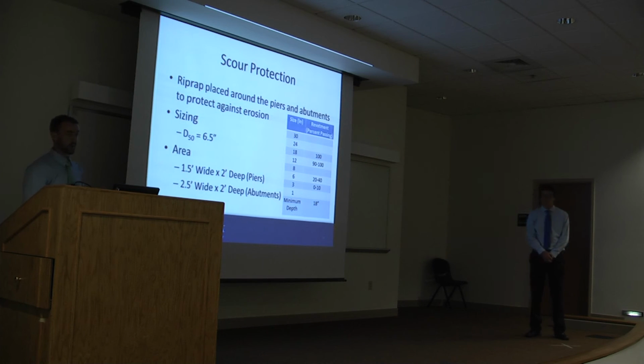For the area of our scour, we had a 1.5 foot perimeter extension around each pier, 2 feet deep. And the abutments, we did 2.5 feet wide, extended from the perimeter of each abutment and 2 feet deep. And if you look back on the table of the revetment slide, it actually has a minimum depth of 18 inches, but we made it 2 feet due to the significant scour depth.